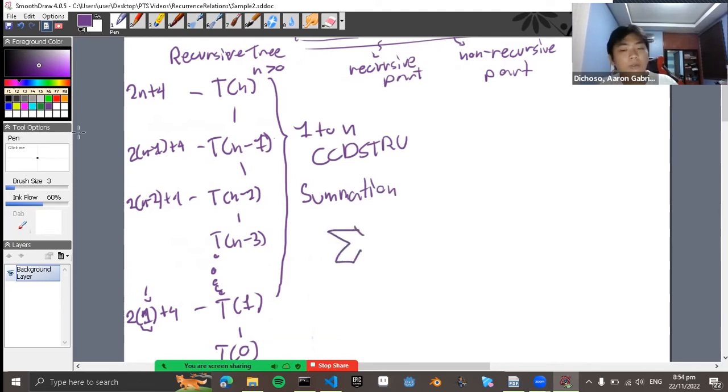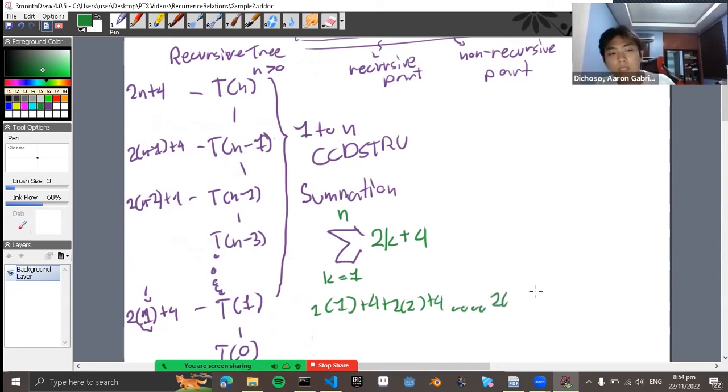So we can actually just represent it as such. Ano ba yung summation ito? Well, it would be 2 times some number k plus 4, going from k equals 1 all the way to n, right? If we try to expand this, we will get 2 times 1 plus 4 plus 2 times 2 plus 4, all the way to 2 times n minus 1 plus 4 plus 2n plus 4, right?